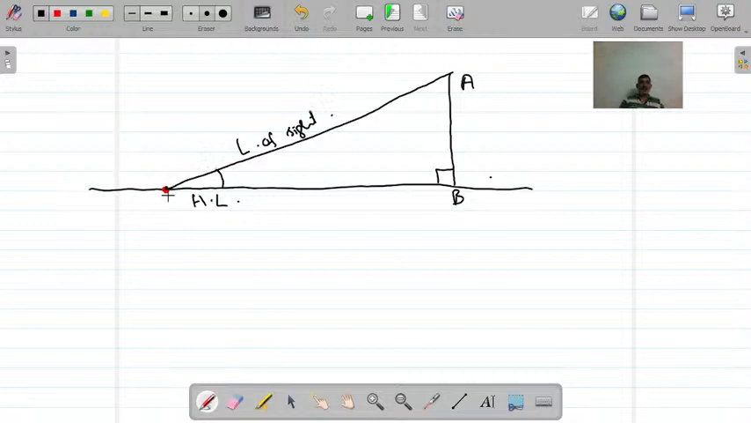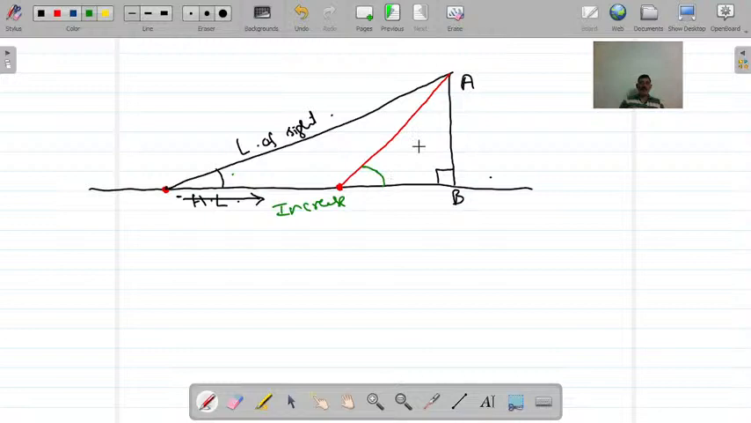If the observer is moving towards the building or the tree, suppose the observer came here, now what happens to this angle? You observe, earlier this was the angle and now this is the angle. You can see that the angle will increase.